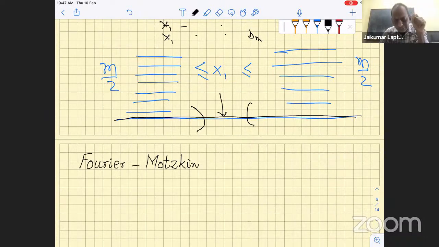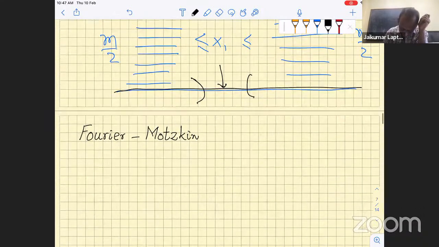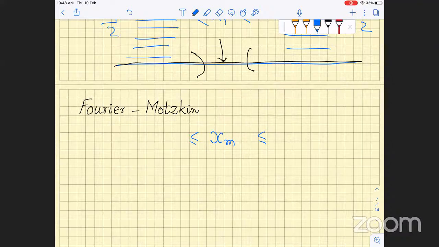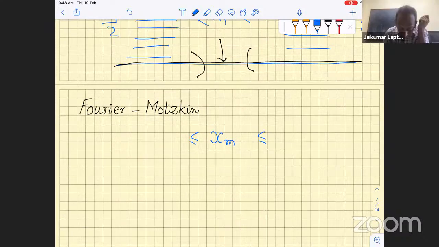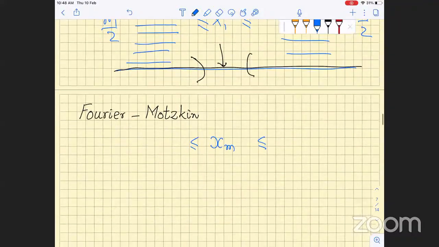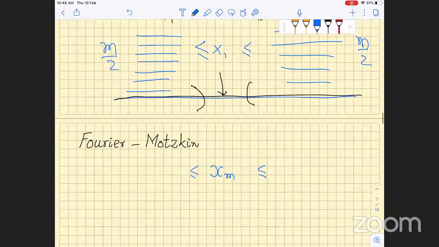But what happens if the original system was infeasible? When will you get stuck? When, after you have eliminated variables, you are looking at the last variable, xm. The lower bounds and upper bounds will look like what? What will appear on the left? What will appear on the right? There will be many, many equations. Each of them would be linear functions of x1 to xm minus 1. But we have eliminated x1 to xm minus 1. So there will be just single numbers.